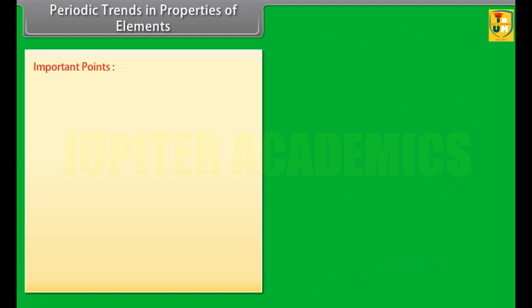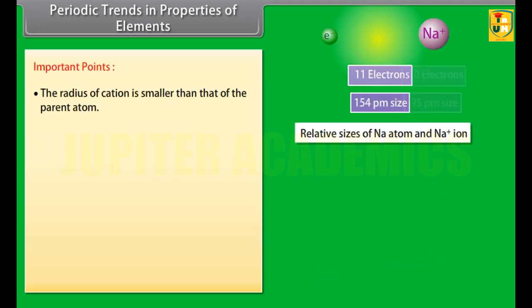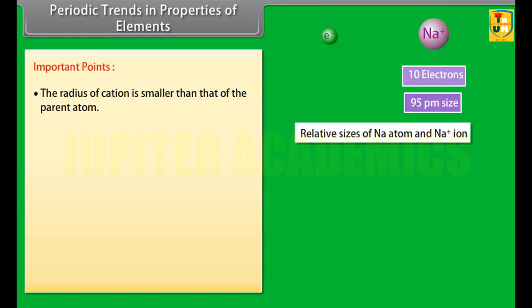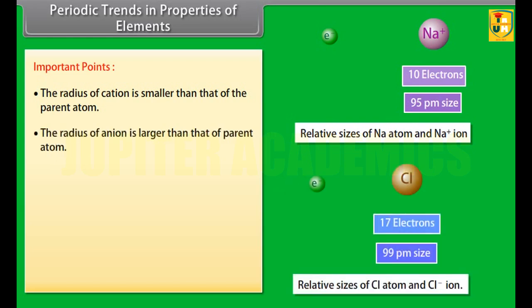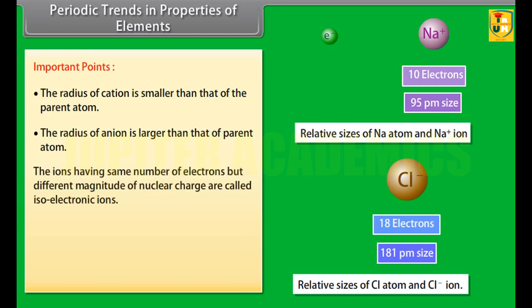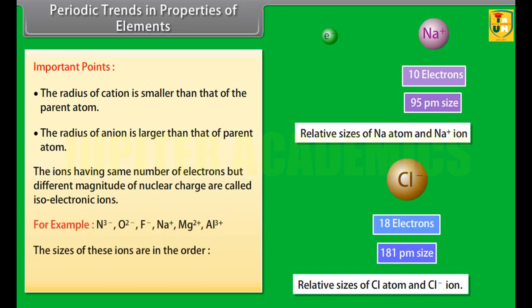Important points. The radius of a cation is smaller than that of the parent atom. The radius of an anion is larger than that of the parent atom. The ions having the same number of electrons but different magnitude of nuclear charge are called isoelectronic ions. For example, the size of these ions are in the order given.